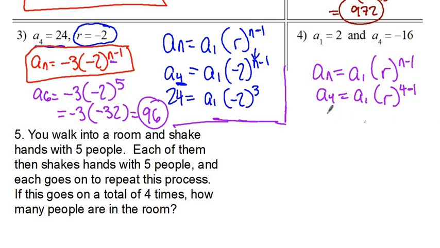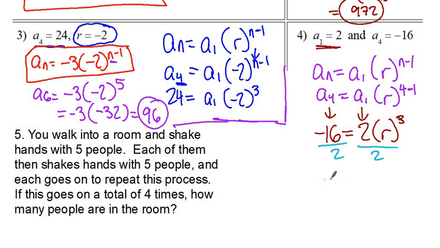So we know a sub 4, so we can plug that in, and instead of n minus 1, since we're finding a sub 4, n will be 4. Okay, let's plug in the other stuff we know. So we know that this equals -16. They're telling us up here that a sub 1 is equal to 2. We don't know what r is, but we do know that 4 minus 1 is 3. So let's solve this for r. Let's divide by 2 right here. So -16 divided by 2 is -8.